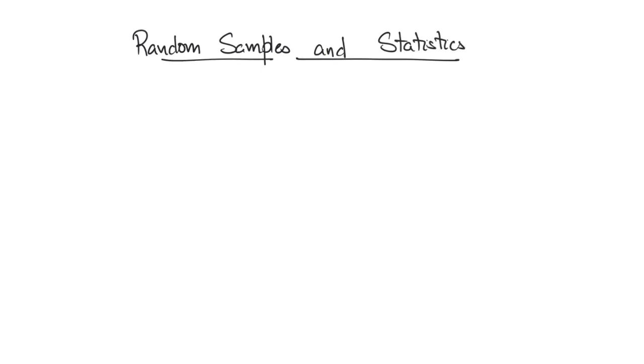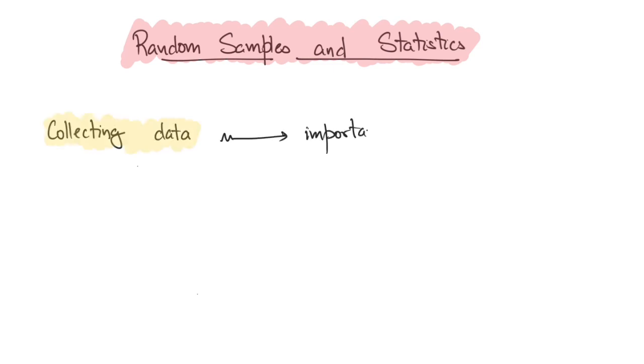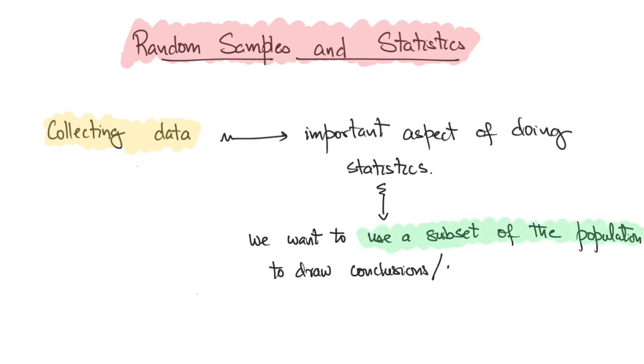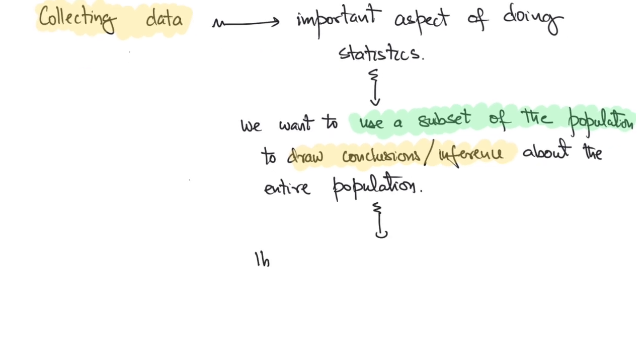Today we will talk about random samples and statistics. Collecting data or gathering information is an important aspect when we are doing statistics. We want to use a subset of the population to draw conclusions or inference about the entire population. This subset of interest that we use to draw inferences about the population is called a sample.